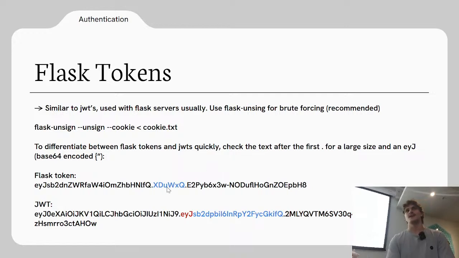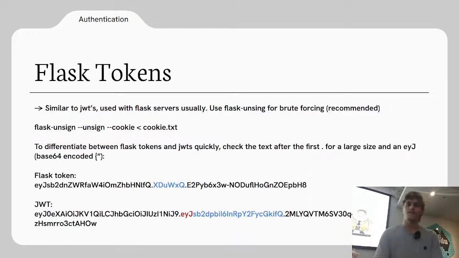If you want to differentiate quickly between these two types of tokens, take a look at the second full stop there in the token. After this dot here, the Flask token will always have some sort of short value, whereas the JWT will always start with eyJ. So that's a quick way to identify what you're working with, which is going to help a lot, I think. So yeah, any questions on that?